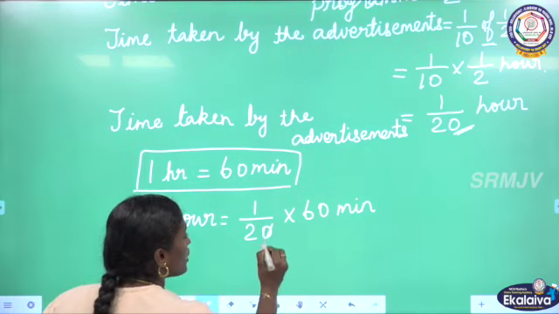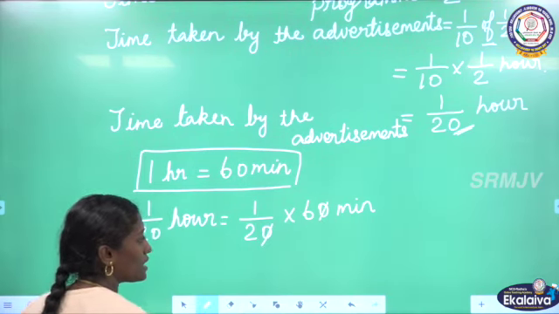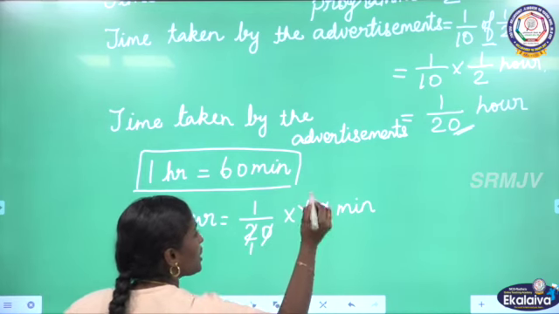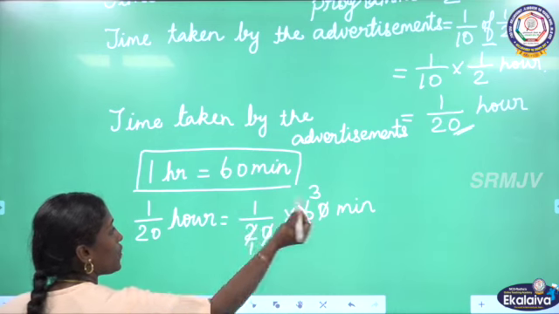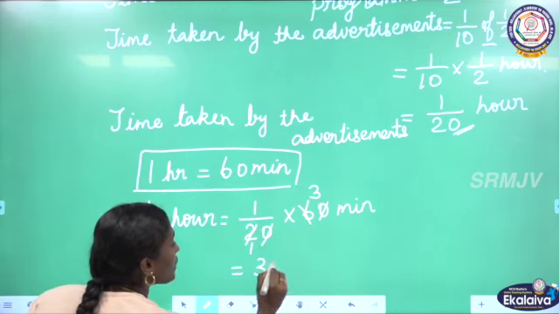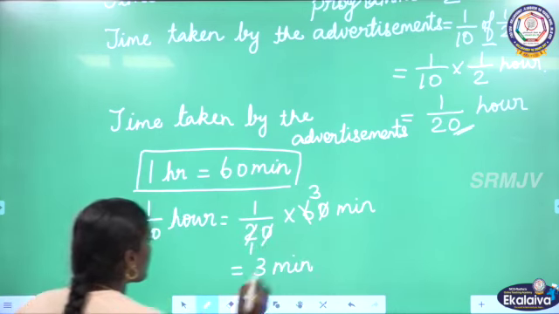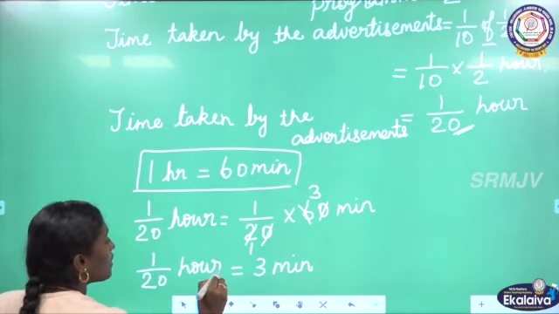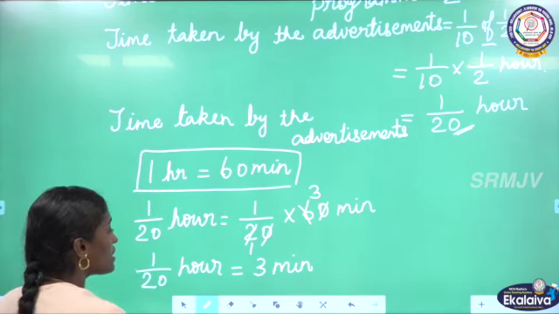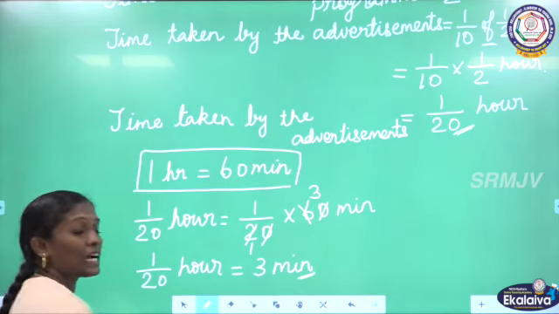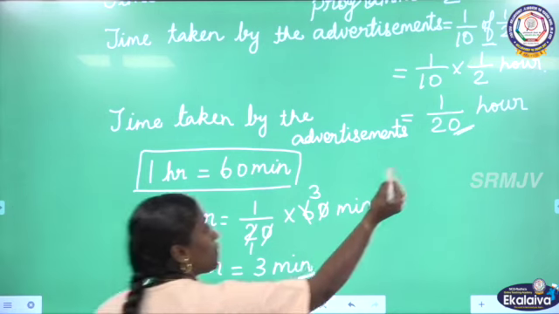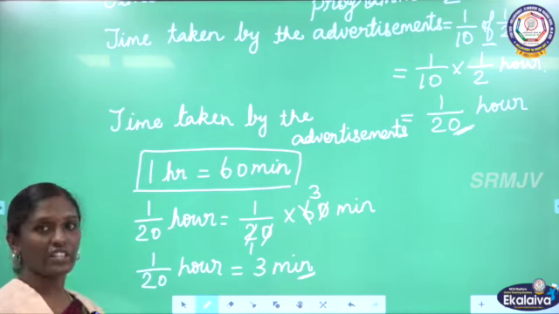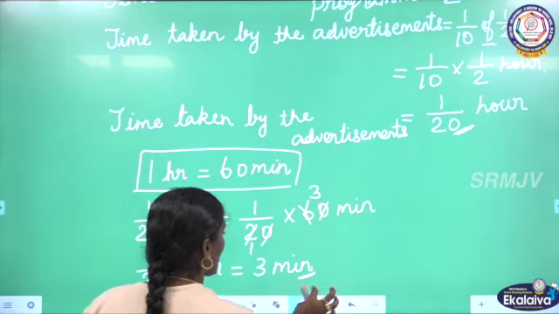Then we have to reduce. We can cut the 0, 1 0 1 0. Then we can reduce the numbers in 2 table 1 time, in 2 table 3 times. Now we have to multiply, that is 3 minutes. Okay. So 1/20 hour is equal to 3 minutes. Now this is the time taken by the advertisement in minutes. 1/20 hour. This is the time taken by the advertisement in fraction. Is it clear? Let us write the answer.